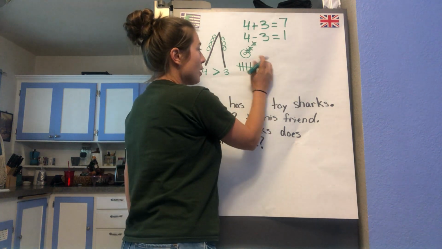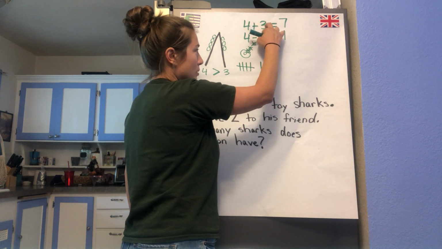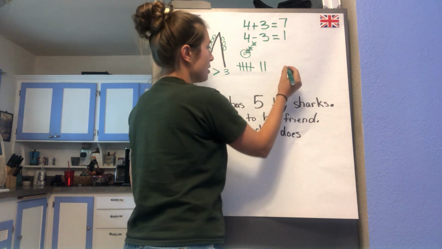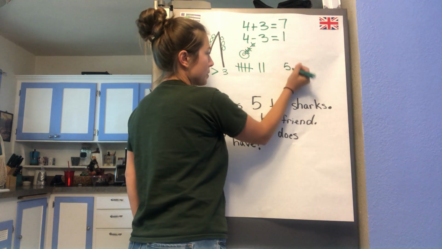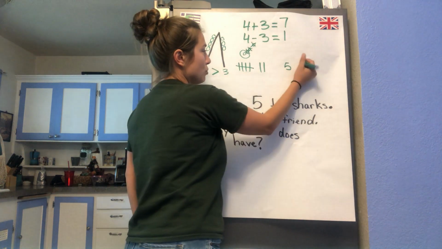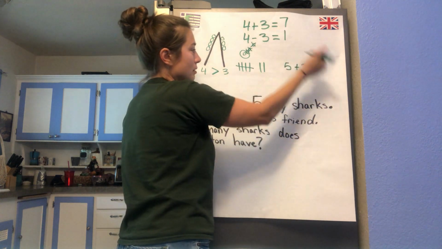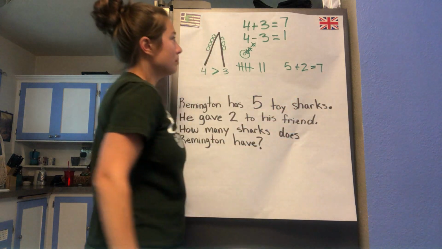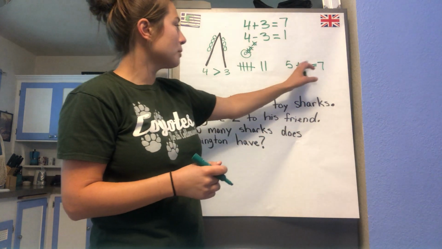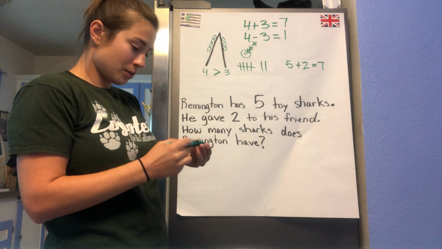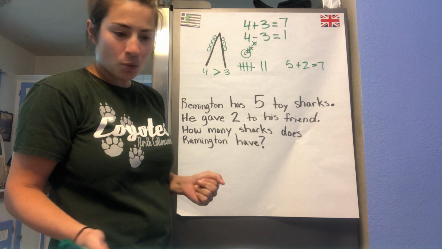So if I wanted to take the tallies and turn them into an addition equation, I would go 5 plus 2 is the same as 7. So 4 plus 3 is the same as 7, and 5 plus 2 is the same as 7. Because we know we can get to numbers in different ways.